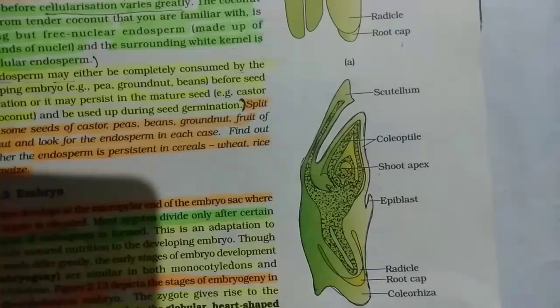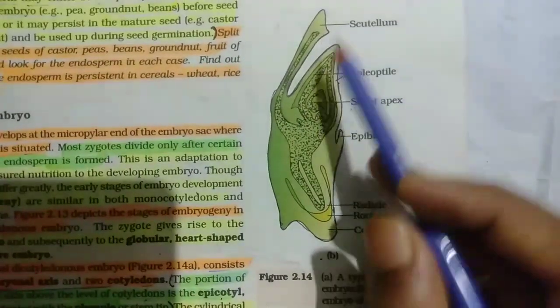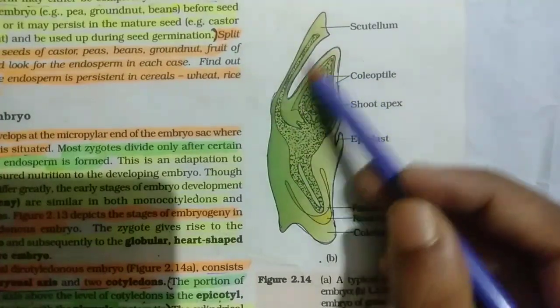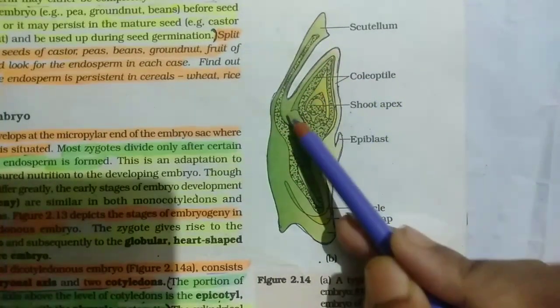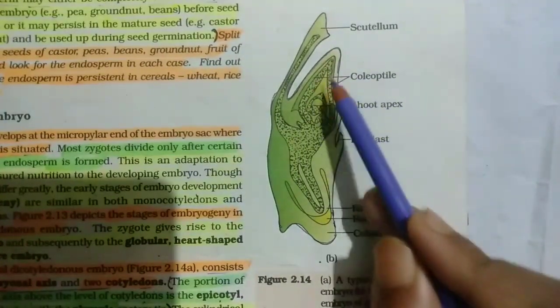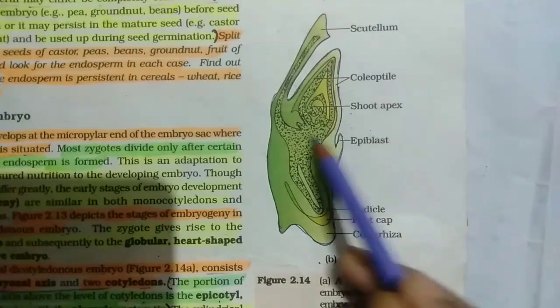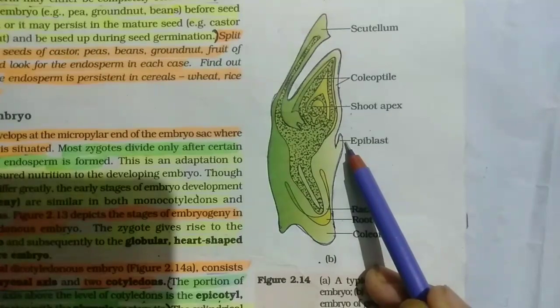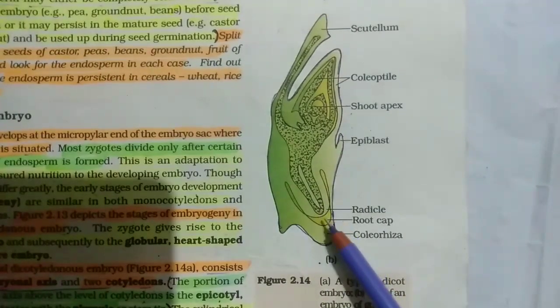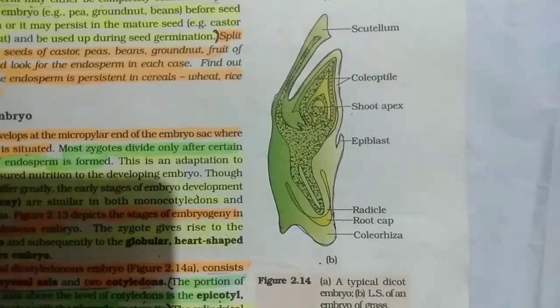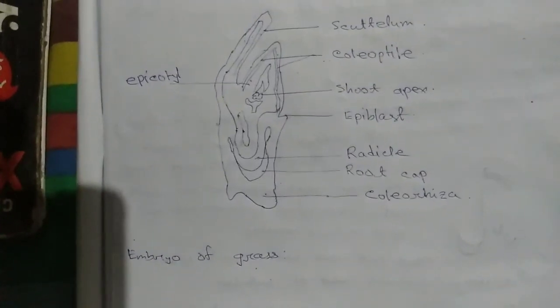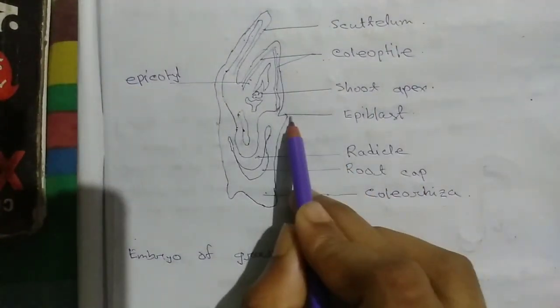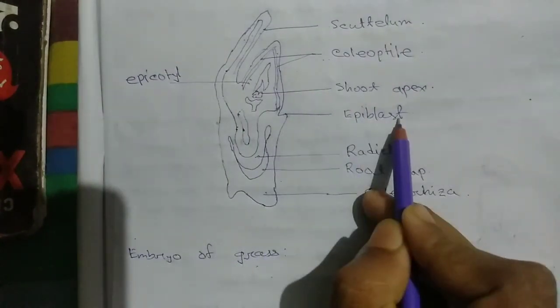If you have any doubt, you can see this structure. This is the lateral part, the upper part: coleoptile, a leaf-like structure, shoot apex, epiblast, radicle part, root cap, coleorhiza. This kind of structure is known as the epiblast.